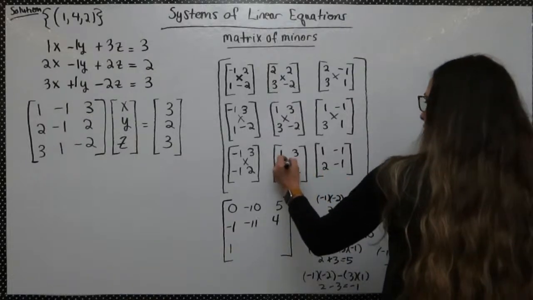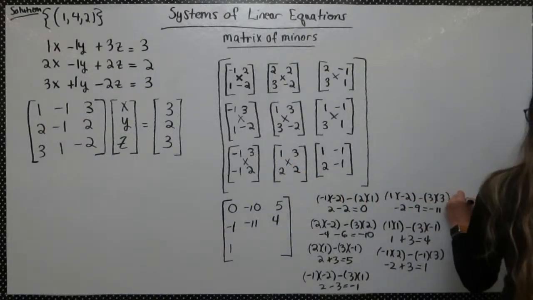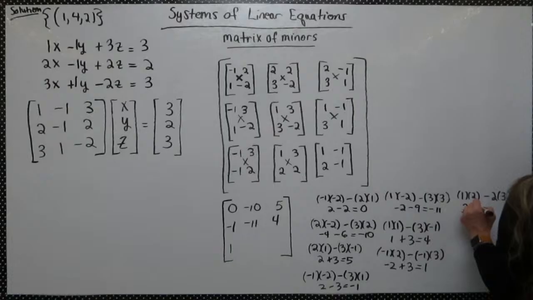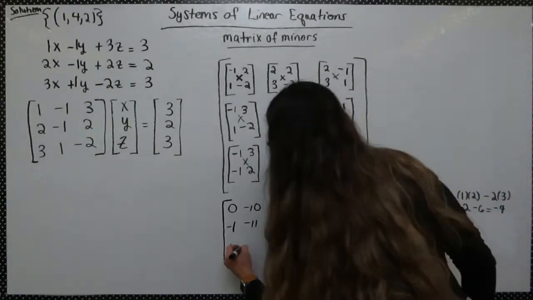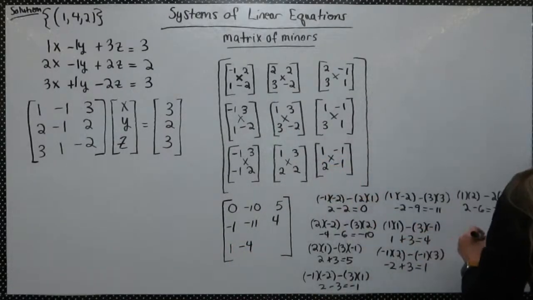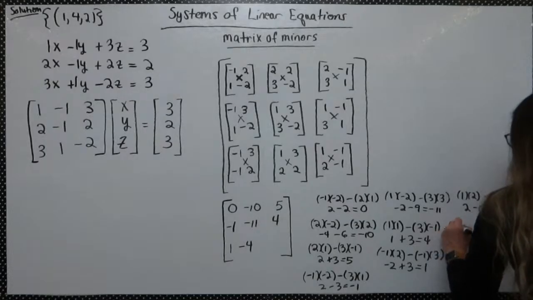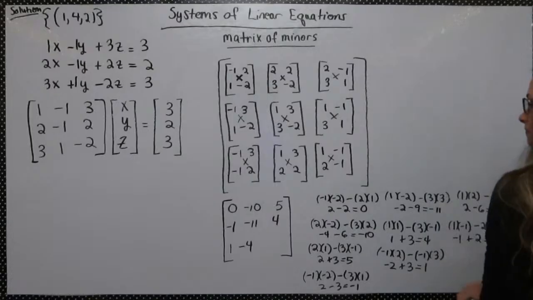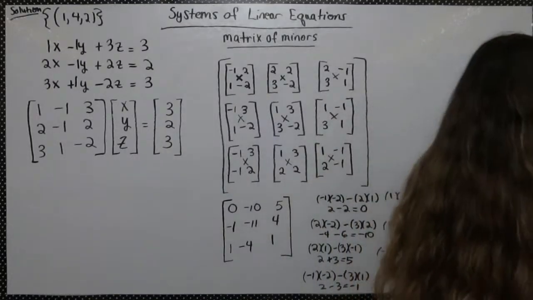It's this one. So we've got 1 times 2 minus 2 times 3. So this is going to be 2 minus 6, which is going to give me -4. And then we have 1 times -1 minus 2 times -1. So that's -1 plus 2. That's going to give me 1. All right. So here's your matrix of minors.